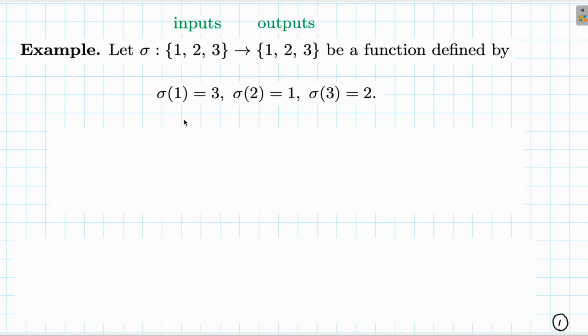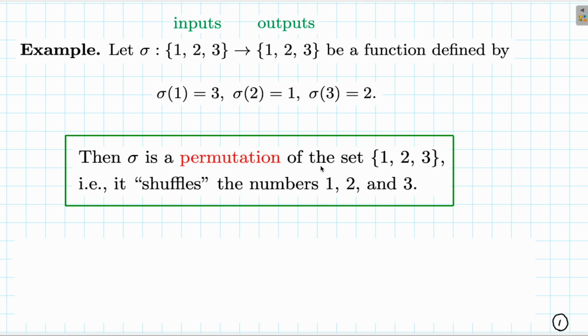And so here's the definition. Sigma of 1 is 3, sigma of 2 is 1, and sigma of 3 is 2. So we say that sigma is a permutation of the set 1, 2, 3 because it shuffles the three input numbers 1, 2, and 3, and we get the outputs 3, 1, 2. And notice that all the outputs are different. That's the effect of shuffling the three numbers 1, 2, and 3.